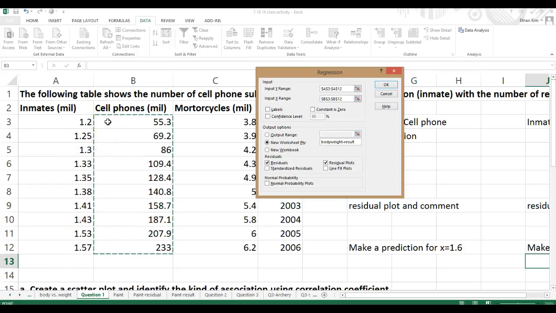So Y is the dependent variable, and here is the independent variable. Independent variable is a variable that we're looking at to see if this is causing anything from here. Okay, so that's that, and then we're gonna make another sheet. So let's just do cell phone regression.